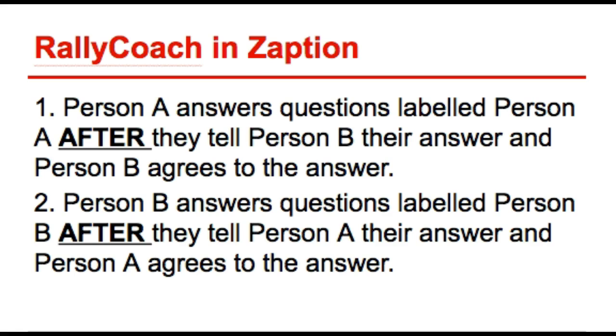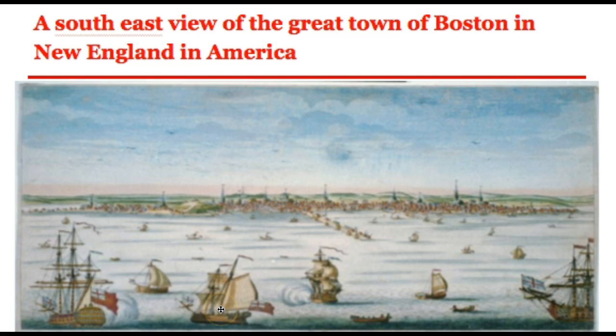When the question is labeled person B, person B has to tell it to person A. Once they have told them, then they can type. If you start typing before you tell the person the answer, you're not doing a Rally Coach the proper way. All right? So you should be getting a few questions about this picture to do some Rally Coach on.